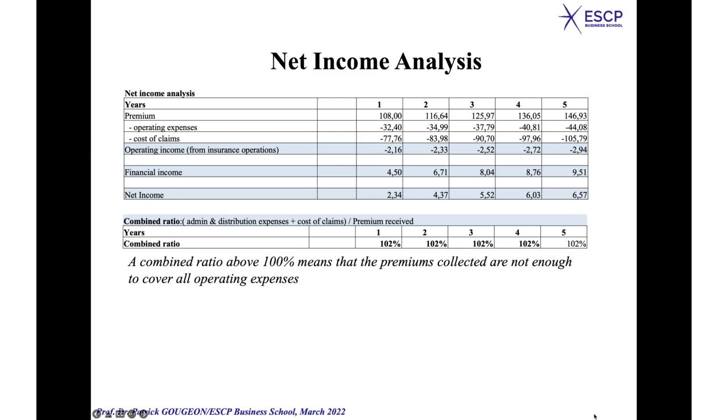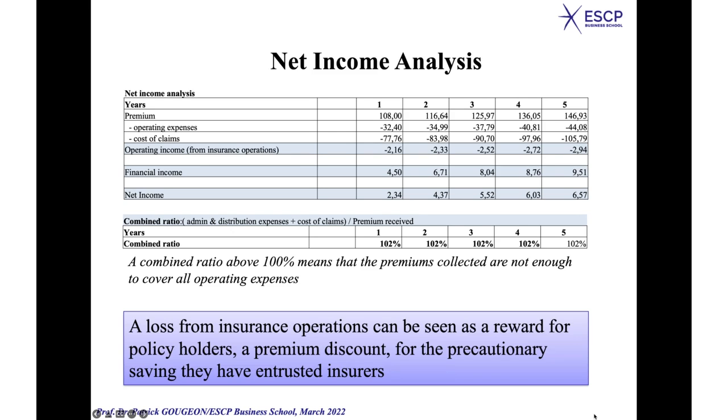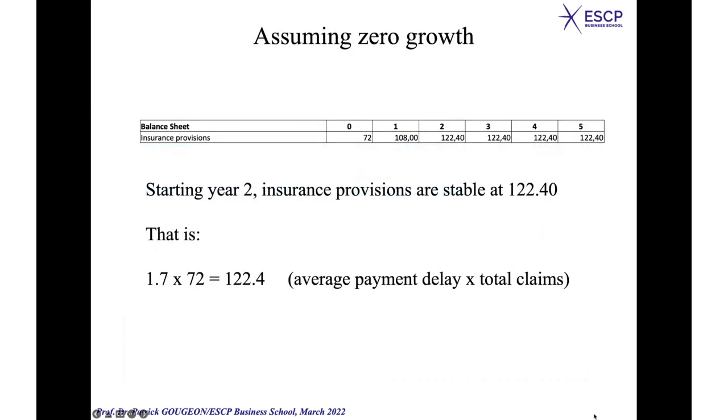Okay? And it is fair enough because the policyholders provide savings to the insurance company, and the insurance company can invest and generate net income at the end because of the financial income they get. A loss from insurance operations can be seen as a reward for policyholders, a premium discount for the precautionary saving they have entrusted to insurers. So that is not always well understood, and very few people are aware of this unless you are really in the business. So let's look at this a bit more.